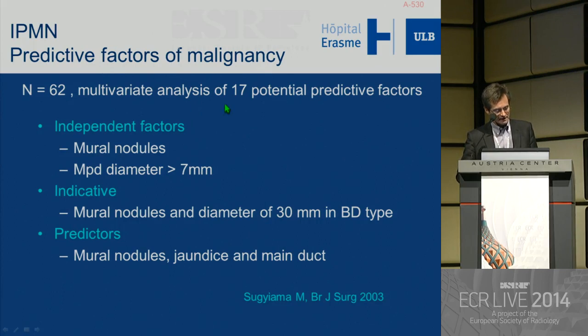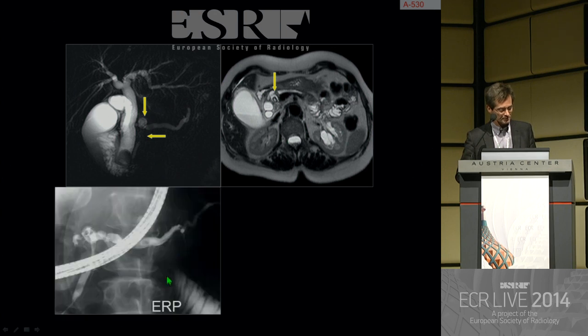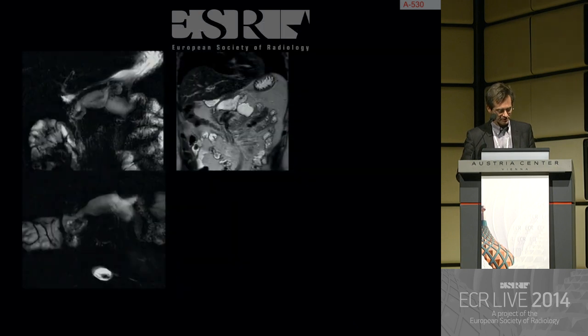In this multivariate analysis, you see that mural nodules, jaundice, and the main duct were the best predictors of malignancy. So just an example here in a very, very old patient with obstructive bile duct by this huge stone, and this was an incidental finding of a dilatation of the main pancreatic duct. ERCP displayed the mucin itself, but could not find this very, very small nodule that was displayed at endoscopic ultrasound in this cystic dilatation of the main pancreatic duct here, and the biopsy at this level provided an invasive adenocarcinoma, which was an incidental finding in this particular patient.